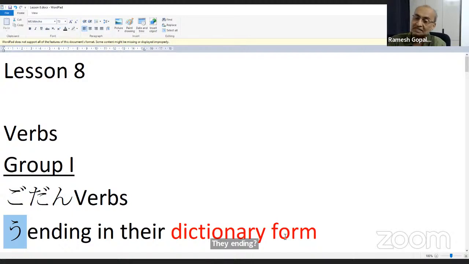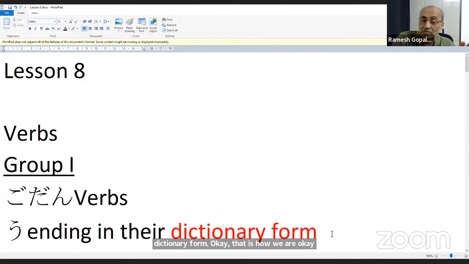So if you see a verb ending in U, it is a group 1 verb. That is, it should be in the dictionary form. In the dictionary form, they'll end in U. If you look at a dictionary, and you see a verb, and it ends in U, then you are sure that it is a group 1 verb. So all group 1 verbs end in U sound when they are in the dictionary form. That is how you identify a group 1 verb.